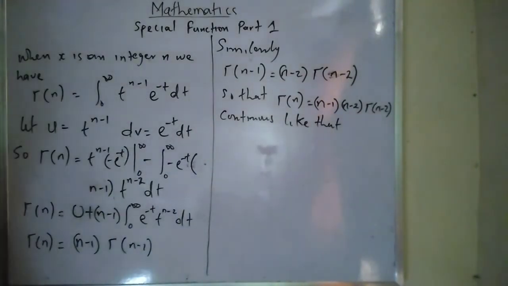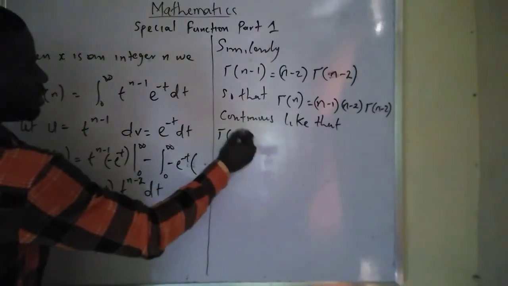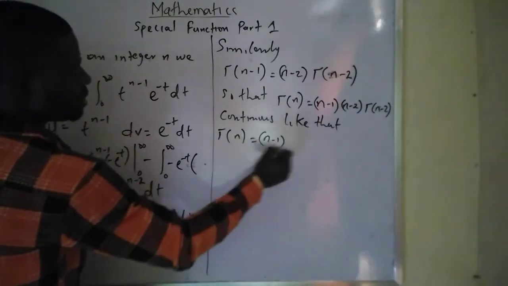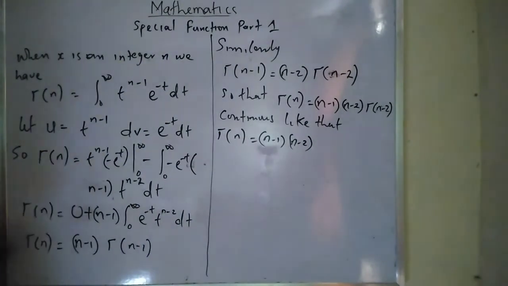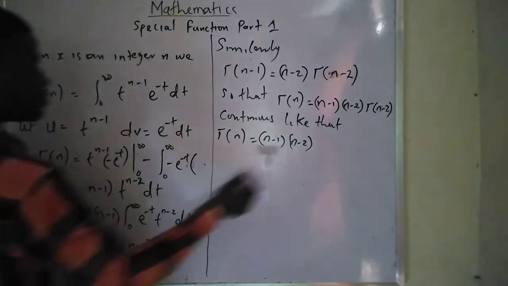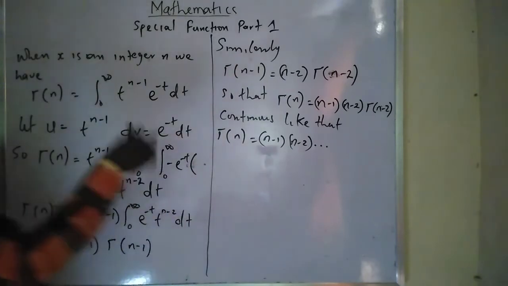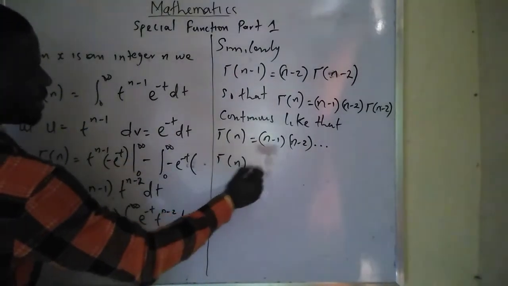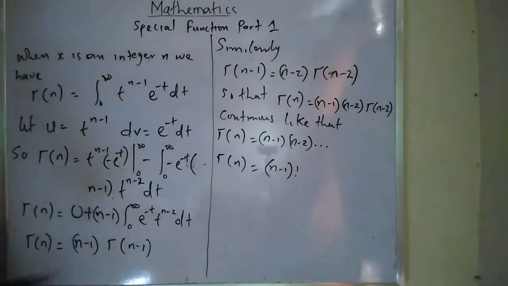Now it means I can say that my gamma of n can be equal to (n minus 1), (n minus 2), and so on and so forth, running to infinity. It means I can say that my gamma of n can be equal to (n minus 1) factorial. That is all about that.